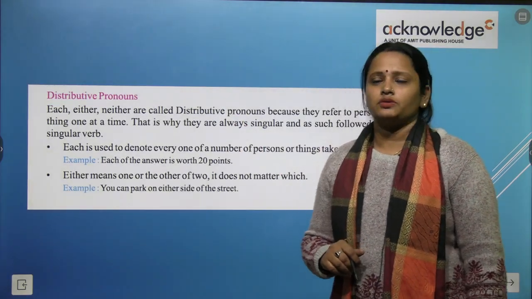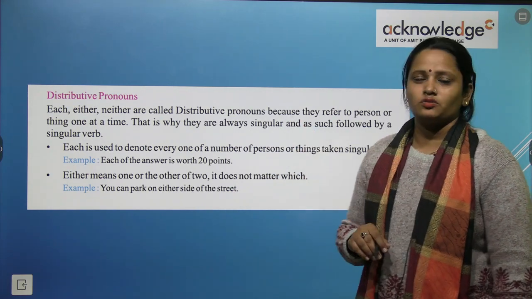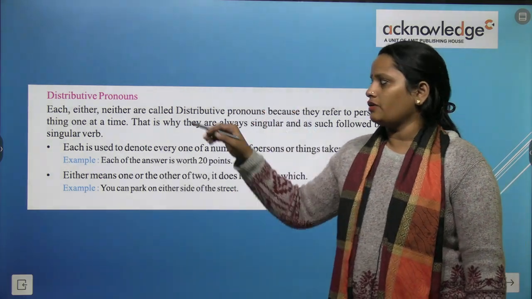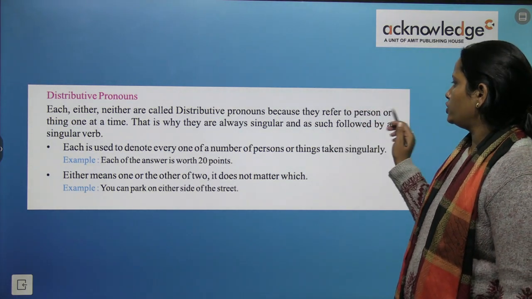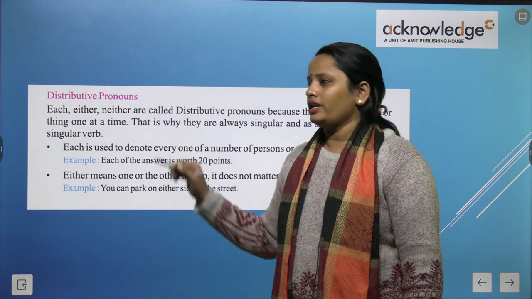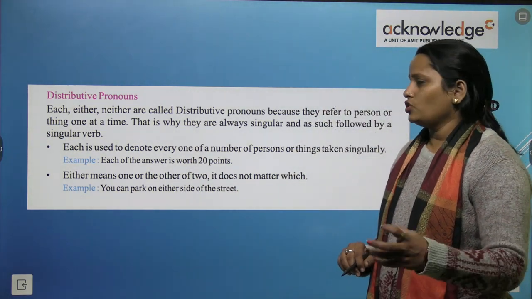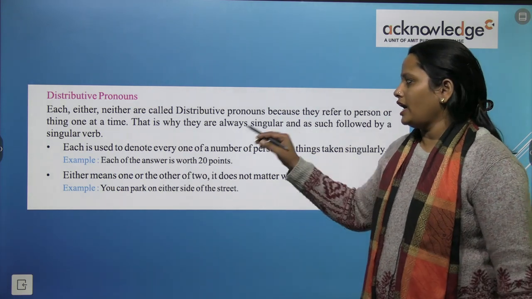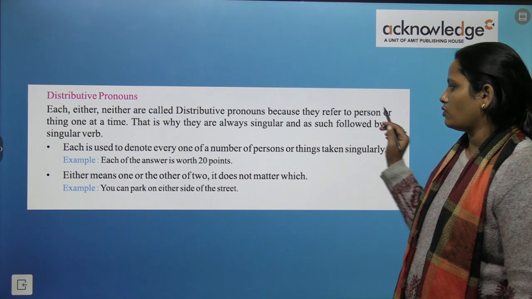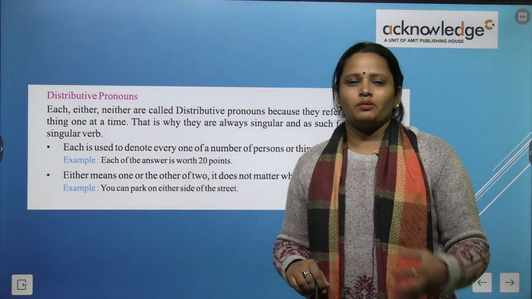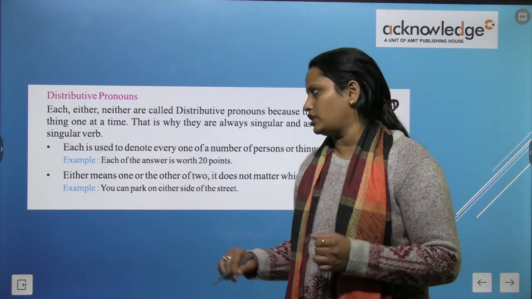Next comes the distributive pronouns. Each, either, neither are called distributive pronouns. So ये जो words यहाँ लिखे हुए तीन ये distributive pronouns हैं because they refer to a person or thing one at a time. किसी भी person या thing के बारे में बात करते हैं जो एक टाइम पे हो. That is why they are also always singular, followed by the singular verb. So ये हमेशा ज़्यादातर singular होते हैं और singular verb के साथ ये follow किए जाते हैं.